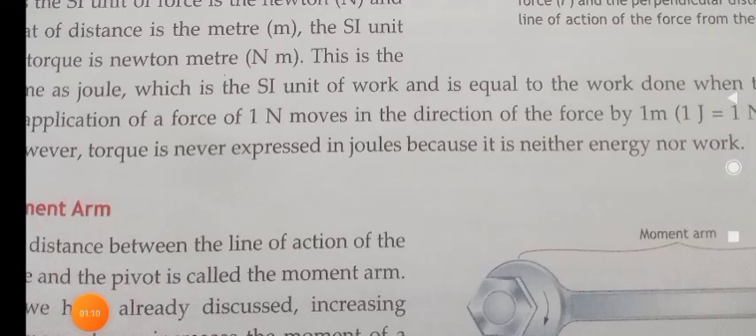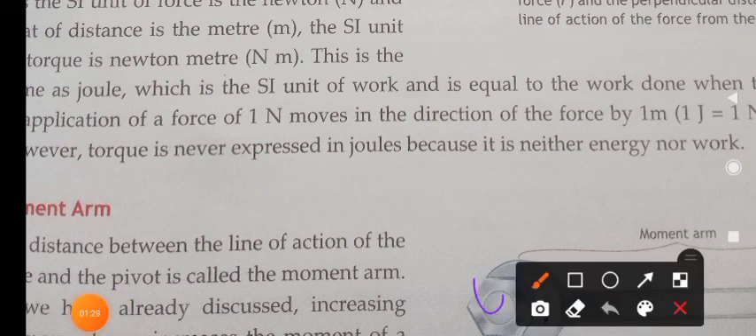Okay, now the moment arm. What is moment arm? The distance of the line of action of the force from the pivot is called the moment arm. Consider the case of a spanner. In the spanner, this end is the nut. This end seems to be the fixed one.